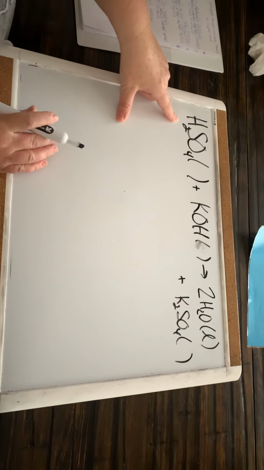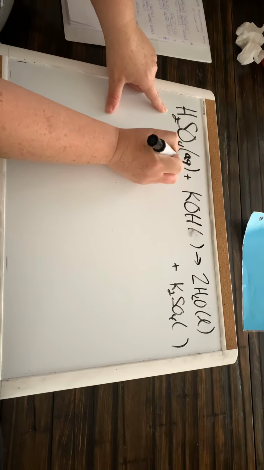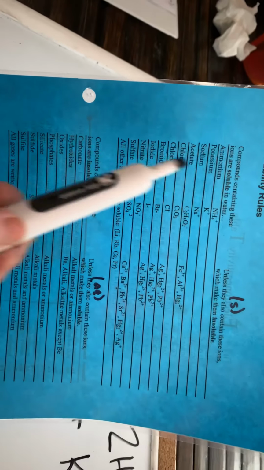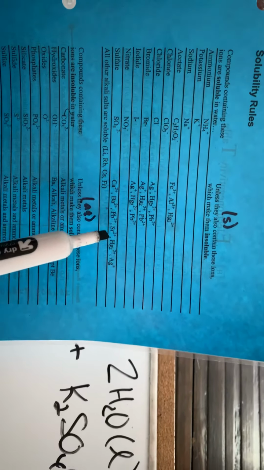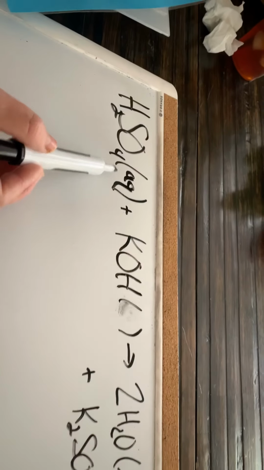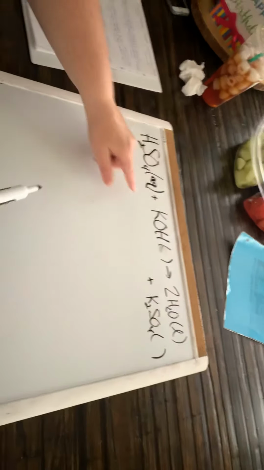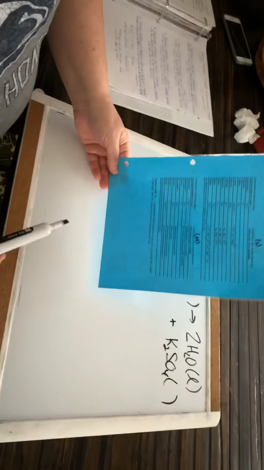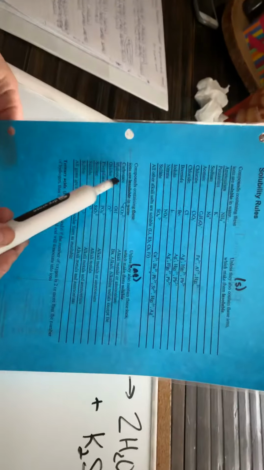We already said that H2SO4 was aqueous because it's a strong acid. But if you want to use your chart, you can find sulfate. Sulfate is soluble unless it's with Ca, Ba, Pb, Sr, Hg2, or Ag. It's not with any of those, so it's aqueous. It's with hydrogen. KOH, we have to look up. We look up the OH.